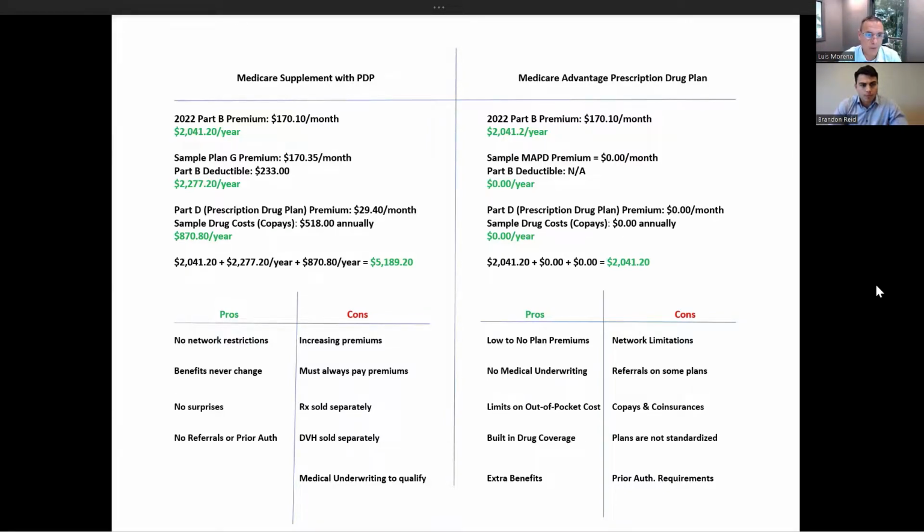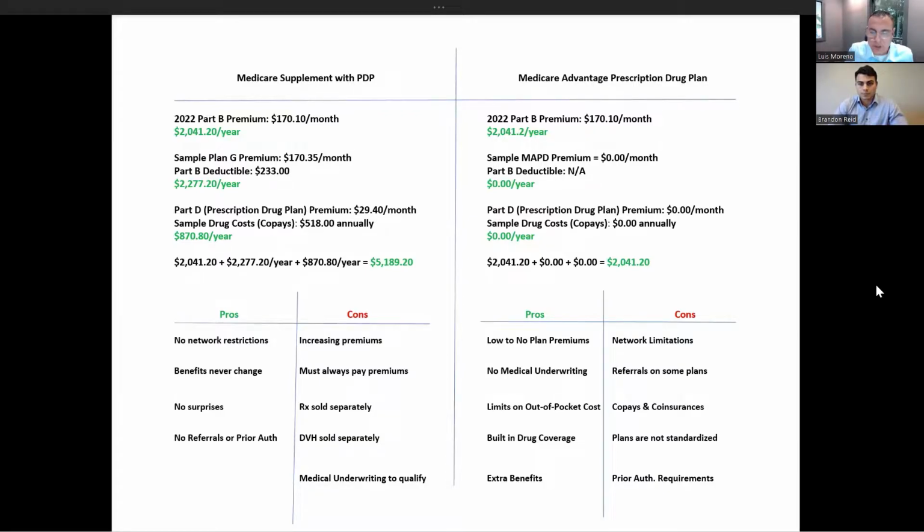So if this is your insured, they're paying $5,100, almost $5,200 with an MA, with a supplement and a PDP, versus $2,000 for the MA. That's a savings of $3,148 a year. Guys, for some of these seniors, this is huge. Okay. Now, here's the other plus for the right-hand side of this T-chart, the MA.